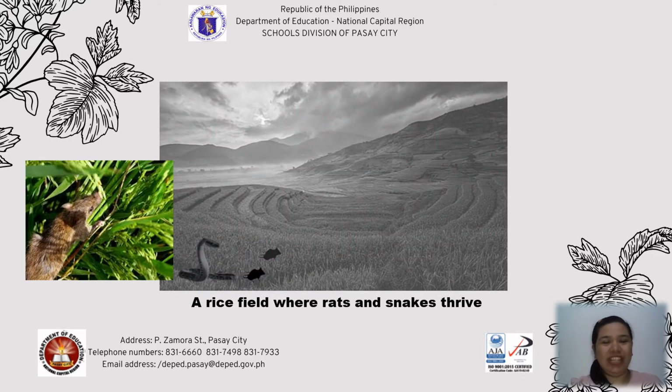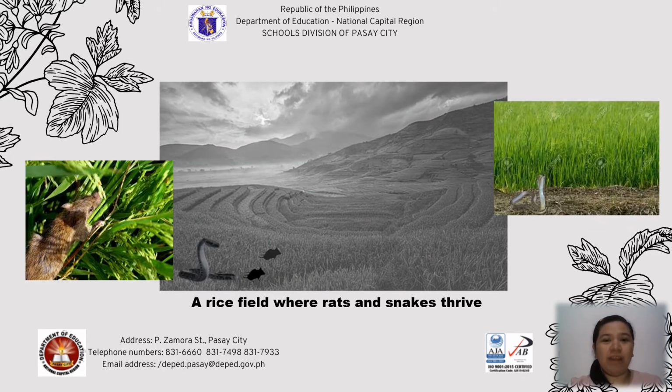Look at this scenario. Rice fields are man-made ecosystems that are common in the provinces of the Philippines. Rats and snakes can be common in this area. What if snakes were eliminated from the area? What do you think may happen to the population of rats? Expectedly, the population of rats would increase. Therefore, an ecological imbalance could possibly occur.